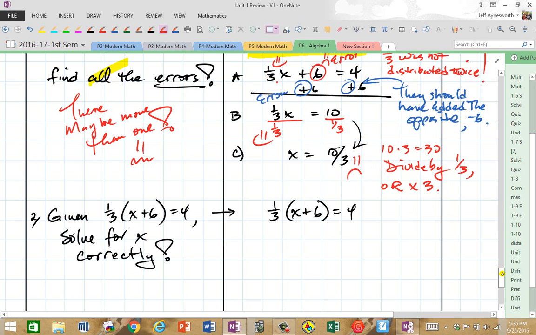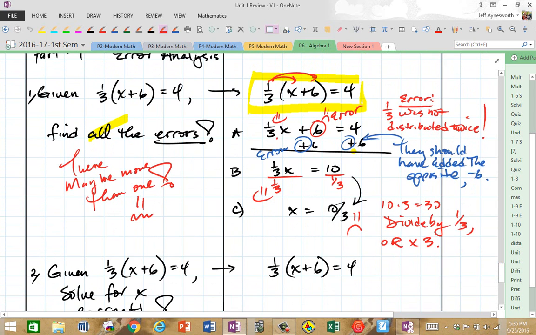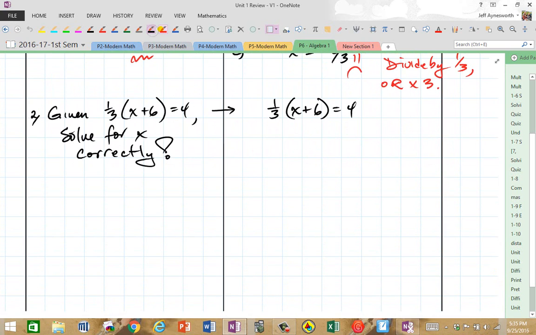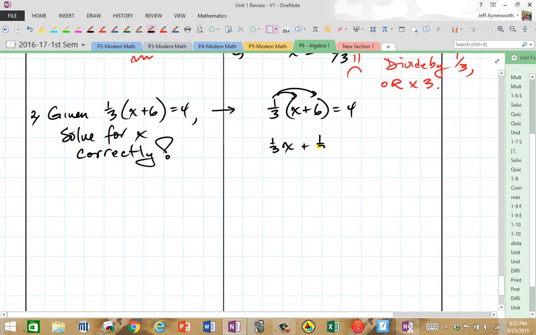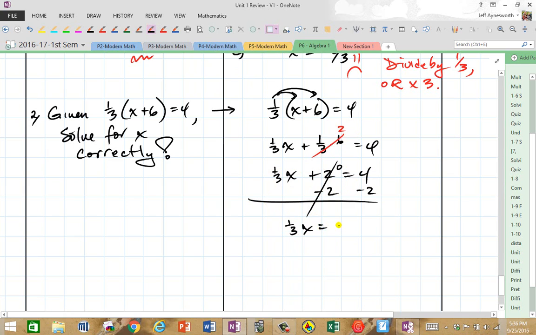So I tell you what, since we know what happened incorrectly, let's do it correctly here. We're going to distribute twice. So you get 1/3 times x plus 1/3 times 6 equals 4. Well, 1/3 of 6 is 2. 6 divided by 3 is 2. And so you should get 1/3 x plus 2 equals 4. The next correct step would be to add the opposite, and you get 1/3 x is equal to 4 minus 2, which is 2.